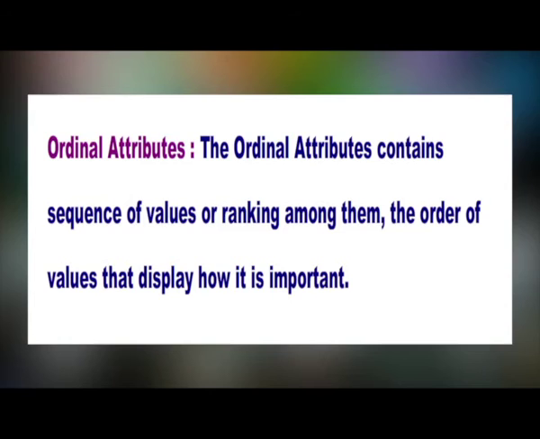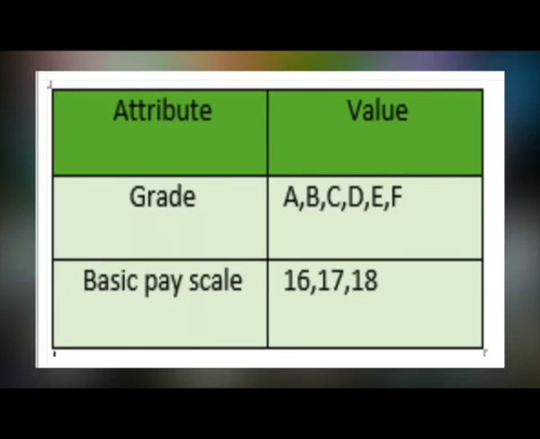The next type of qualitative attribute is ordinal attribute. The ordinal attributes contain a sequence of values or ranking among them. The order of values displays how important they are. For example, let us consider an attribute grade. It has different values such as A, B, C, D, E, F. And let us consider one other attribute called basic pay scale. The values might be 16, 17, 18 and so on.